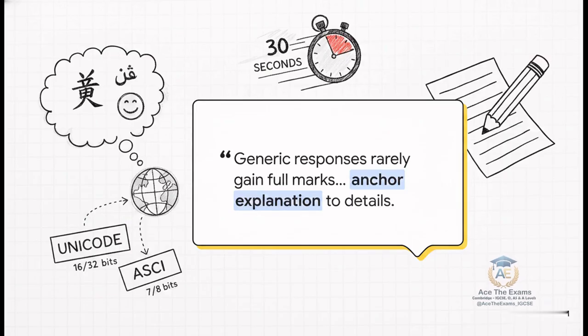Let's review what a perfect blockbuster answer looks like. Your point would establish that Unicode represents a significantly wider range of unique characters than ASCII. Your evidence is the raw data. Unicode uses 16 or sometimes even 32 bits per character, compared to ASCII's very limited 7 or 8 bits. Now for the explanation. You explain that having 16 bits allows for the binary representation of tens of thousands of different characters, including multiple distinct alphabets and emojis.